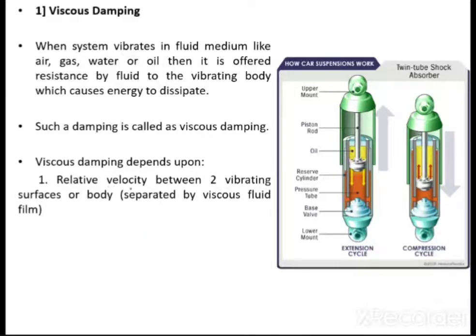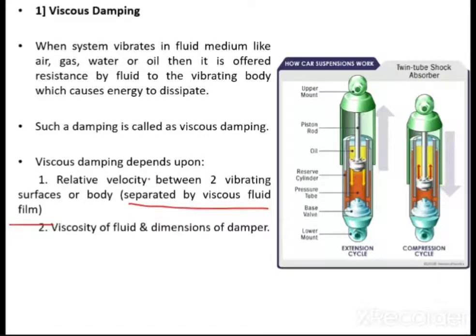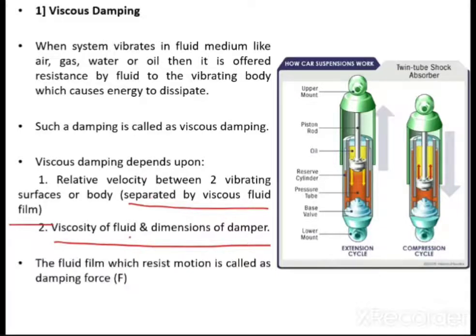The first is the relative velocity between the two vibrating surfaces of a body. Two vibrating surfaces of a body means what? They're separated by a viscous fluid film. So what is the relative velocity between them? That is the first parameter. Second, the viscosity of the fluid and the dimensions of the damper and the fluid. So these are the parameters on which viscous damping depends.